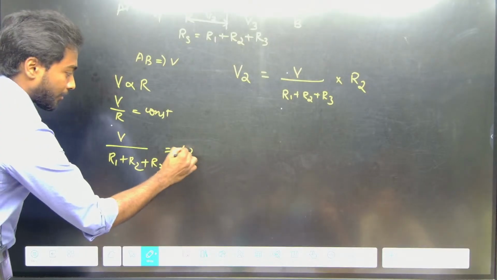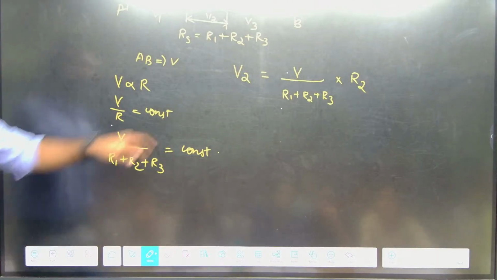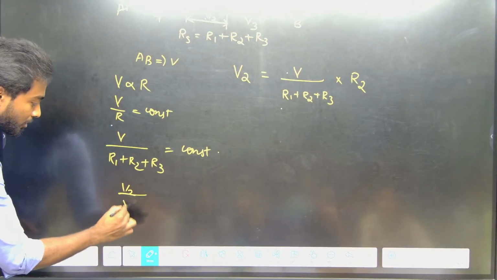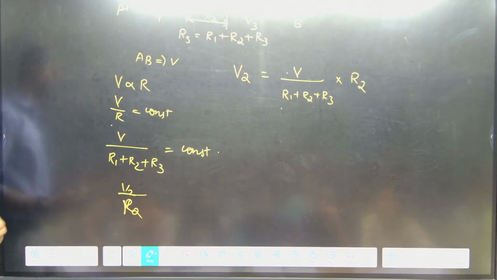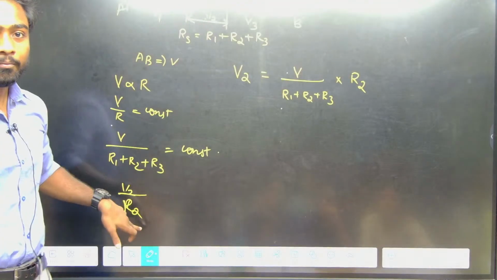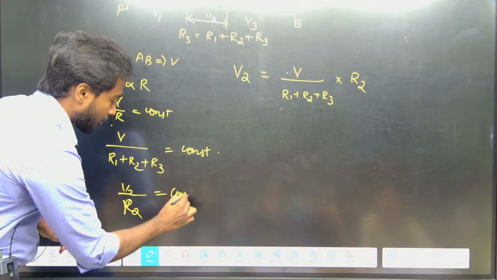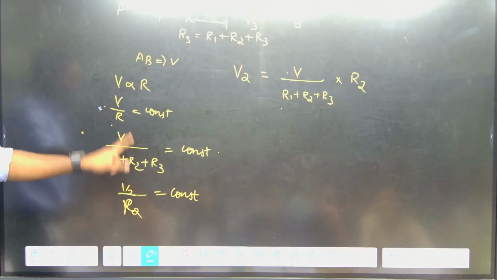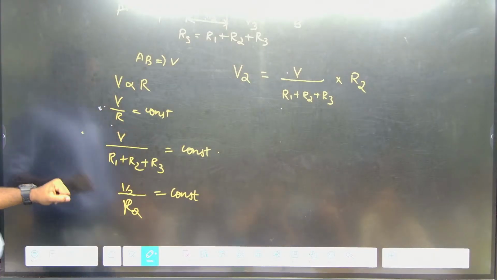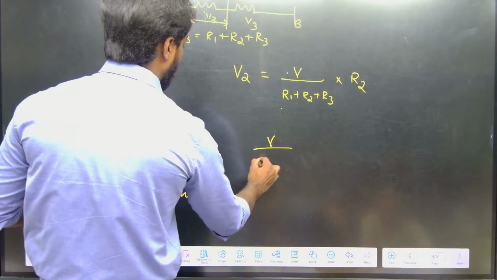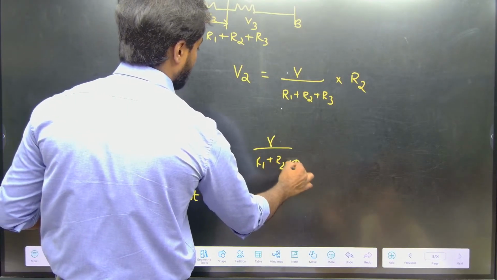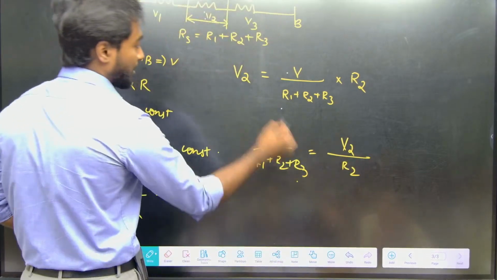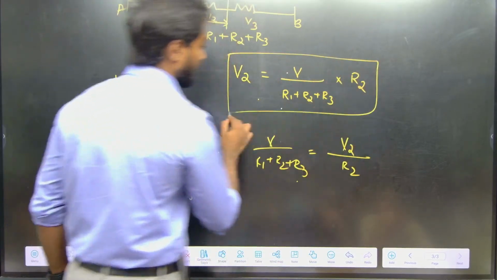That is nothing but constant. If I talk about only this potential and this resistance, can I say V2 by R2, which again equals a constant? I am using this equation only. Now can I equate both constants? So V by (R1 plus R2 plus R3) equals V2 by R2. From this equation only I got this result.